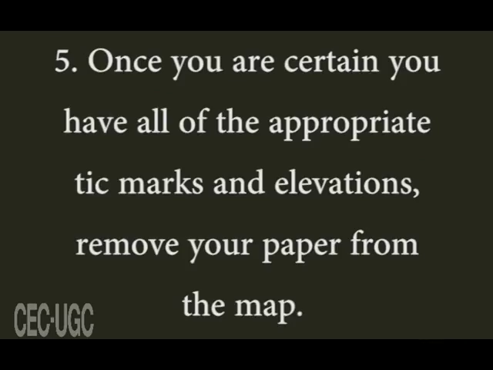Be sure to keep track of the number of intermediate contours between the major contours. If there are more than 4 intermediate contours, it means that there has been a change in slope and you need to check to see if you have crossed a hill. Once you are certain you have all the appropriate tick marks and elevations, remove your paper from the map.